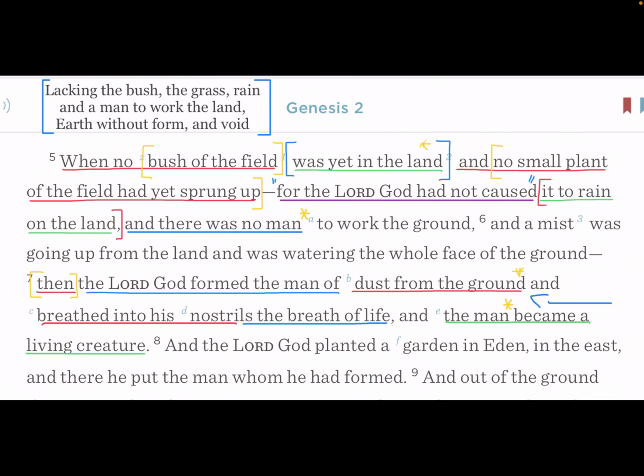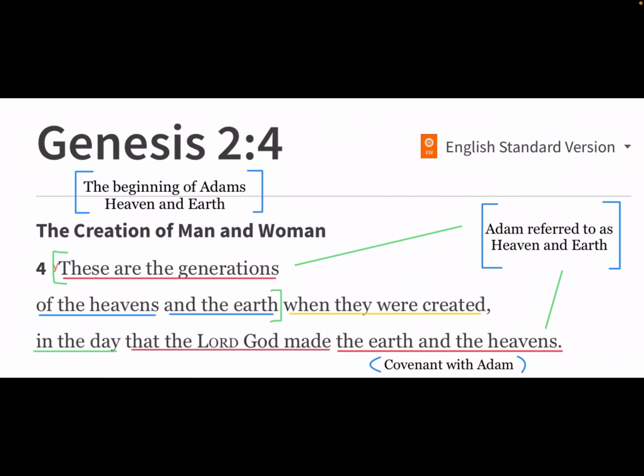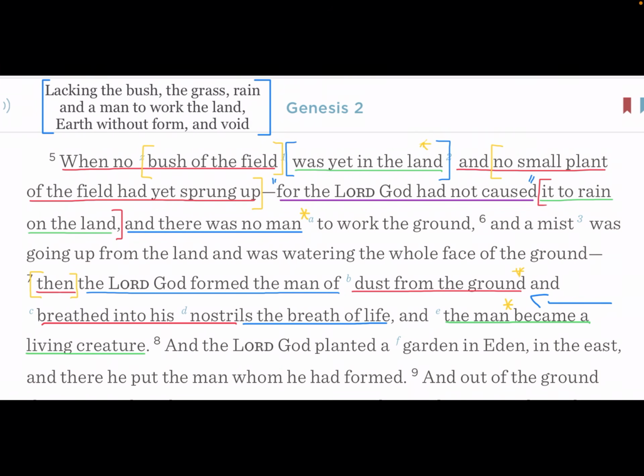In Genesis 2, following the statement of Genesis 2:4, in Genesis 2:5 we continue reading, "When no bush of the field was yet in the land, and no small plant of the field had yet sprung up, for the Lord God had not caused it to rain on the land, and there was no man." So, very interesting contrast here, because we see no bush, we see no small plant, but we see the dry land, and we see no rain because there was no man.